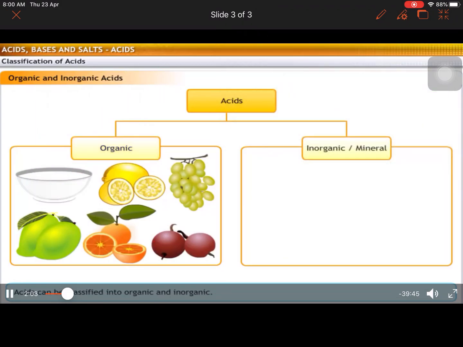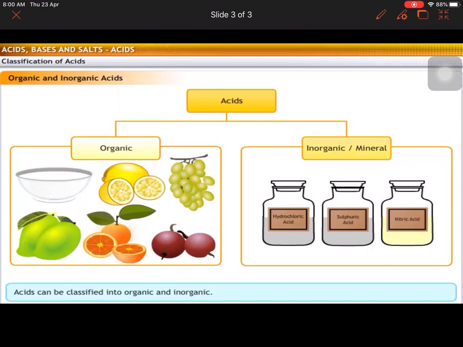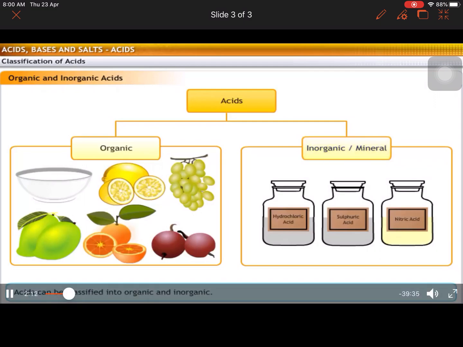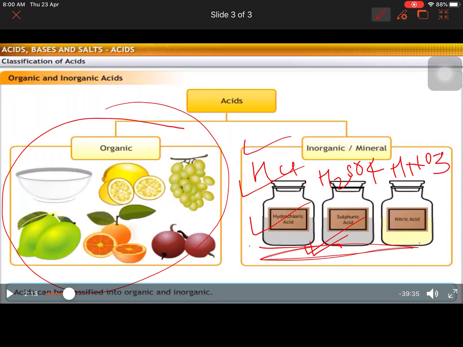Organic means having carbon. Inorganic means without carbon. Hydrochloric acid, sulfuric acid, and nitric acid are called inorganic or mineral acids. And one more thing, inorganic acids are much more dangerous than organic acids because they just burn your skin. But see, organic acids we use as food, but not these three. Hydrochloric acid, sulfuric acid and nitric acid, that is HCl, H2SO4 and HNO3, these all are very dangerous and hazardous acids.